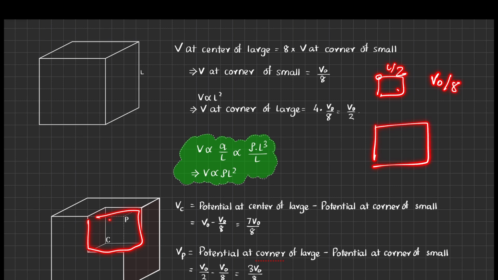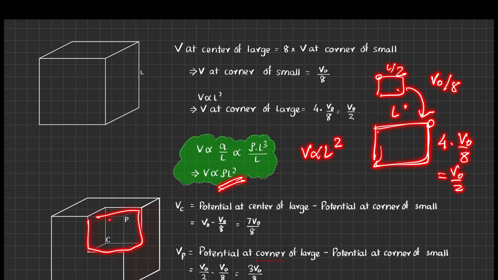Then if I have a larger cube of side L, according to this principle where V is proportional to L square, if length doubles, then potential becomes 4 times, right? So for the bigger cube, the corner potential will be how much? 4 times V naught by 8, which is V naught by 2. So that means at this point P, the potential will be V naught by 2. When the center potential is V naught, the corner potential is V naught by 2.